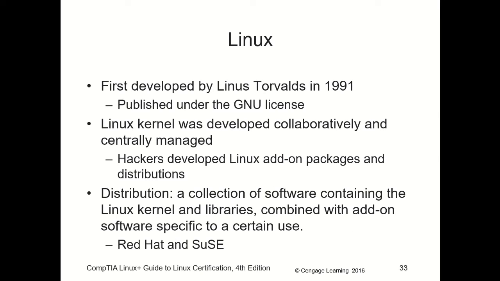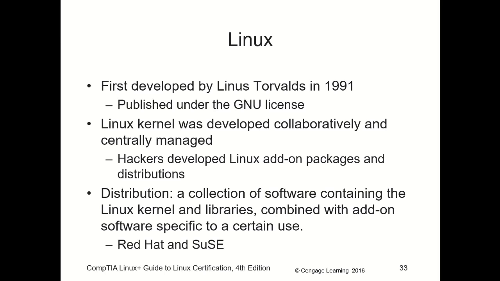Linux was first developed by Linus Torvalds in 1991. It was published under the GNU license. The Linux kernel was developed collaboratively and centrally managed. Hackers developed Linux add-on packages and distributions. A distribution is a collection of software containing the Linux kernel and libraries combined with add-on software specific to certain uses, like Red Hat and SUSE. They are examples of distributions, but you can have multiple.